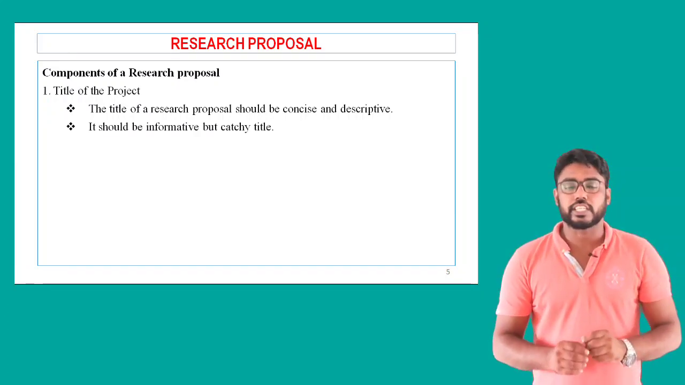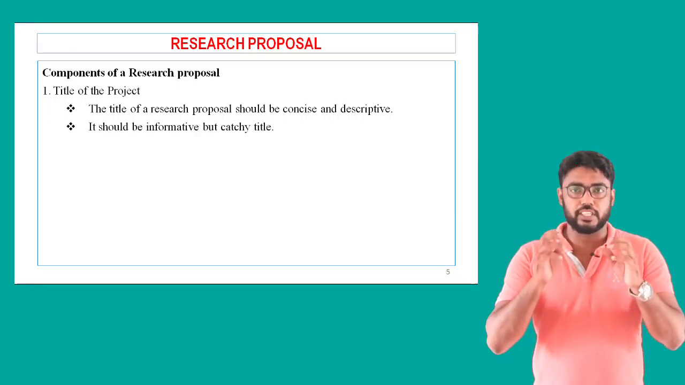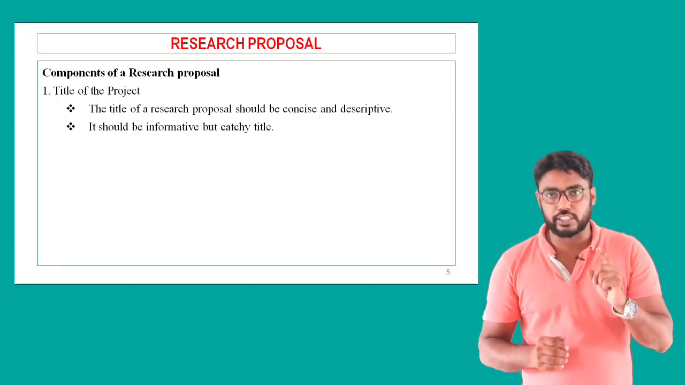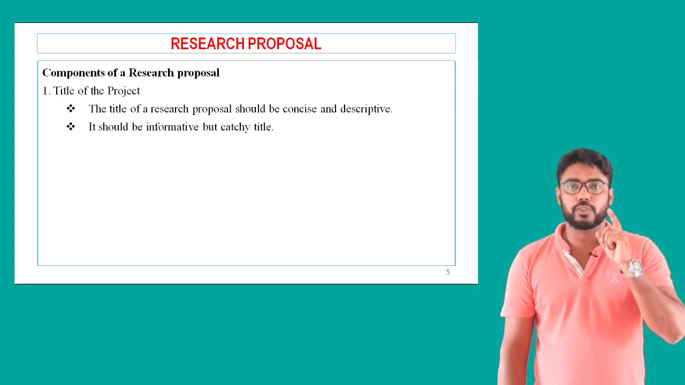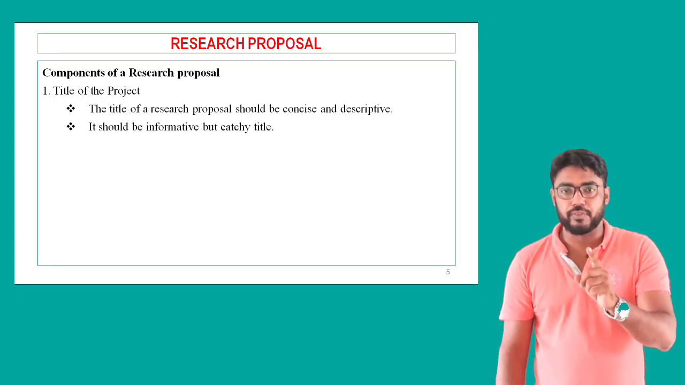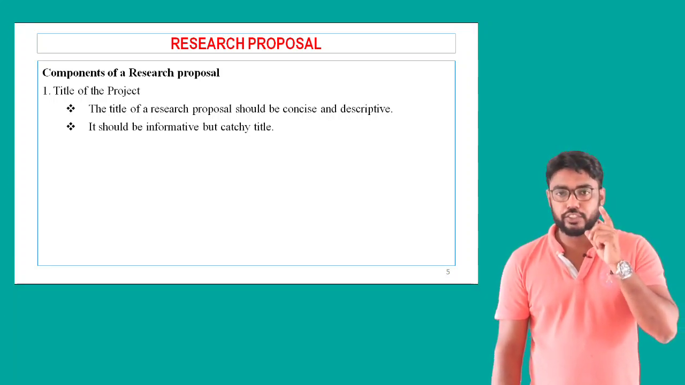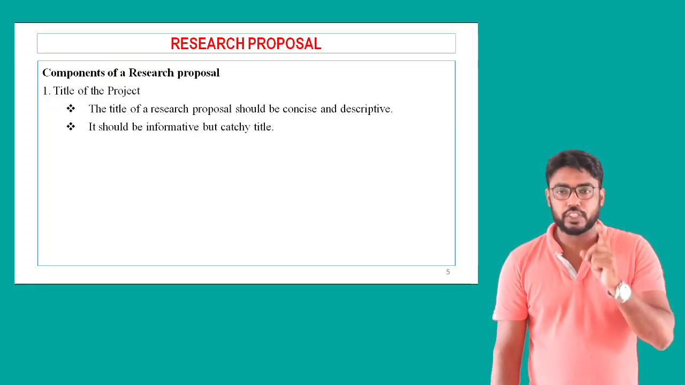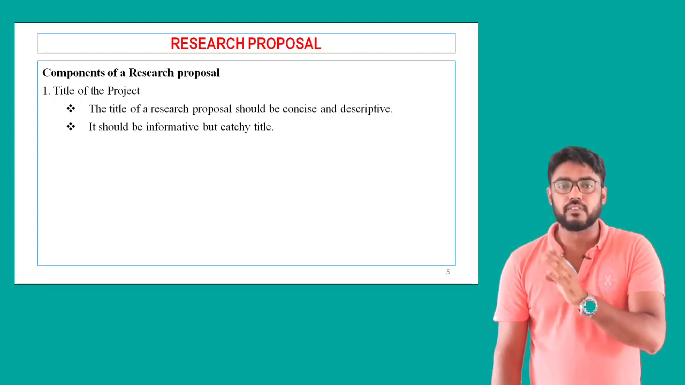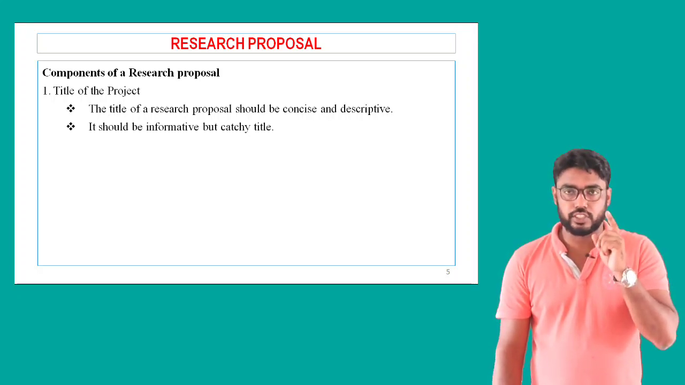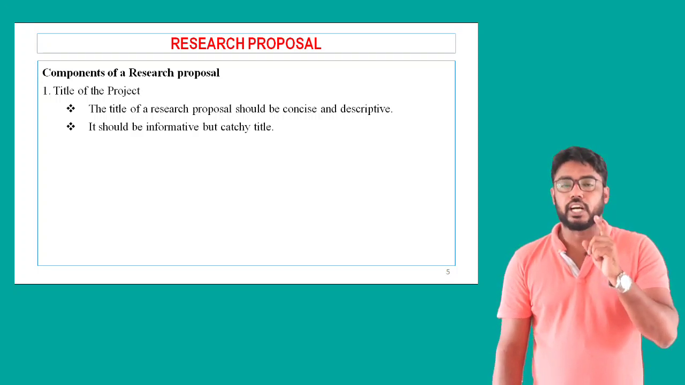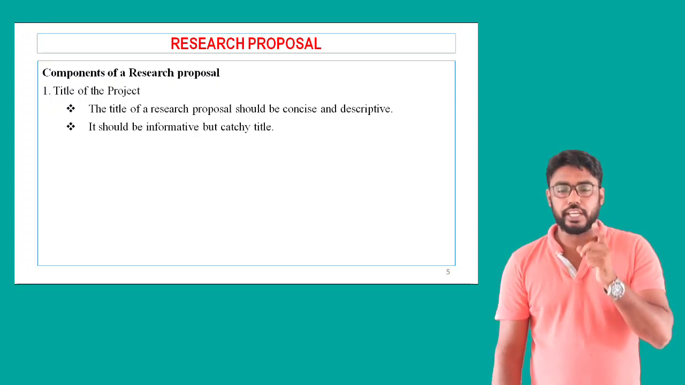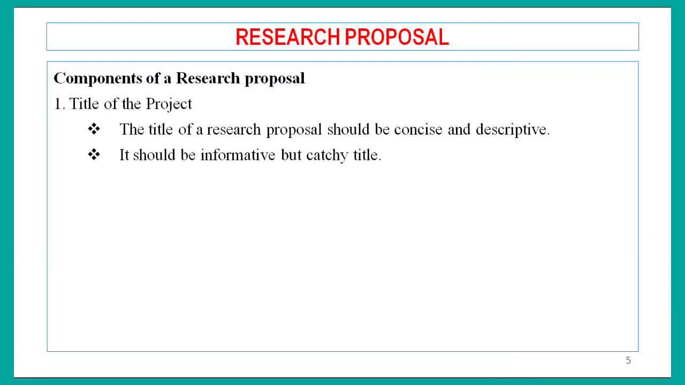First we can see the title of the project. The title of a research proposal should be concise and descriptive, and it should be informative but catchy. This is about the first component, the title of the project.